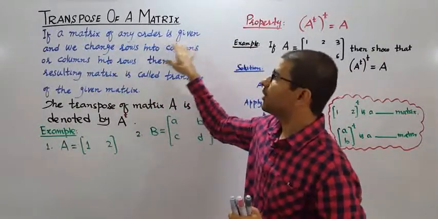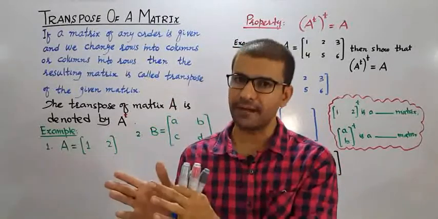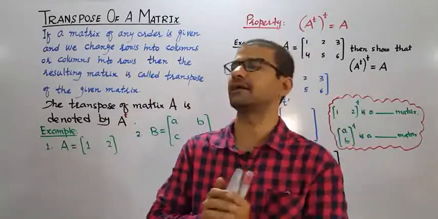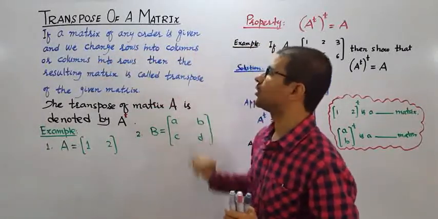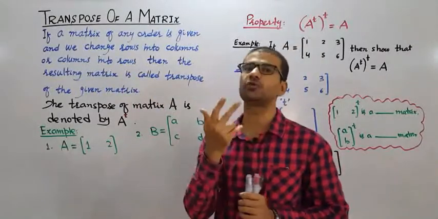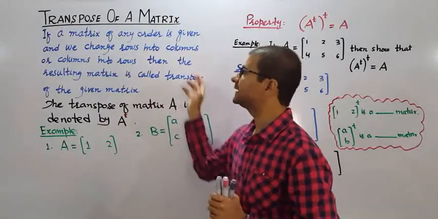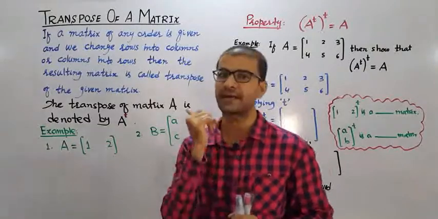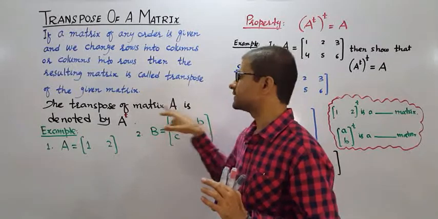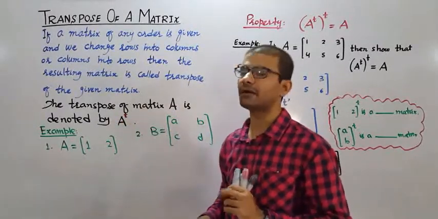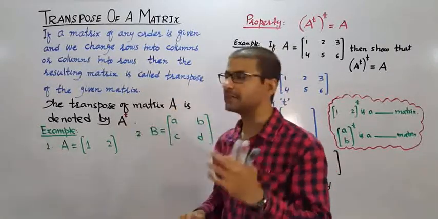If a matrix of any order is given, either a square matrix, row matrix or rectangular matrix, we change rows into columns or columns into rows. You have two options. Then the resulting matrix is called the transpose of the given matrix. The transpose of matrix A is denoted by A raised to the power T, A transpose. If you have matrix B, then B raised to the T, B transpose.